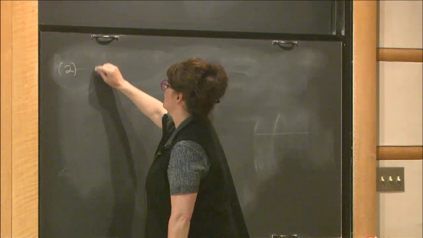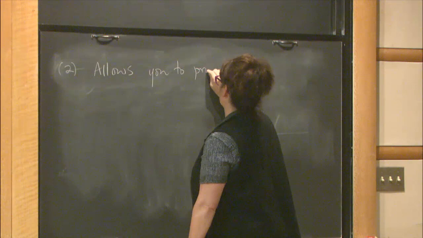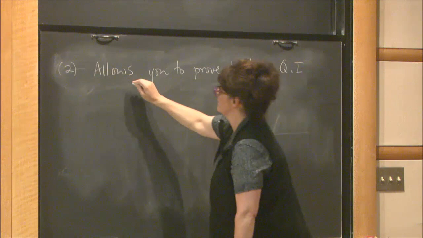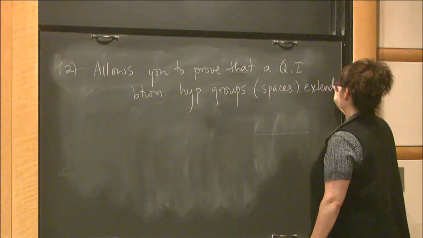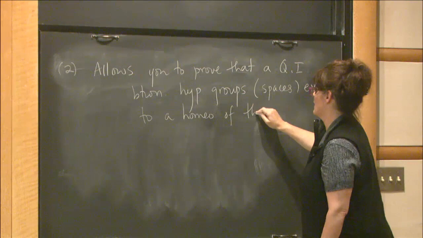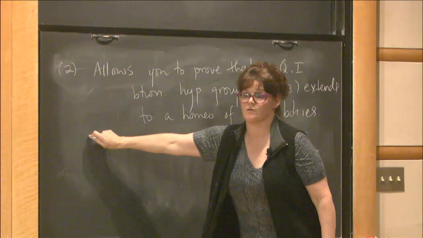This I didn't put in my notes, but I wanted to say it for those of you who know about it. It also allows you to prove that a QI between hyperbolic groups or spaces extends to a homeomorphism of their boundaries. Again, if you don't know what that means, it doesn't matter. Maybe by the end of the week you might, but it doesn't matter if you know it today. That was just for people that know what that means. Right? You could not prove this theorem without stability of quasi-geodesics.